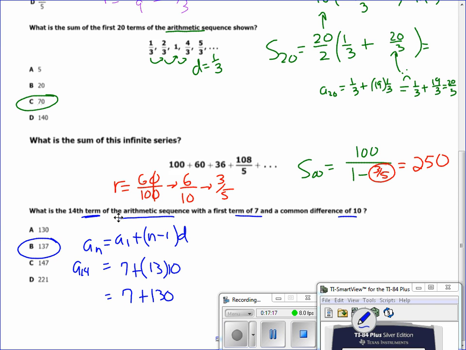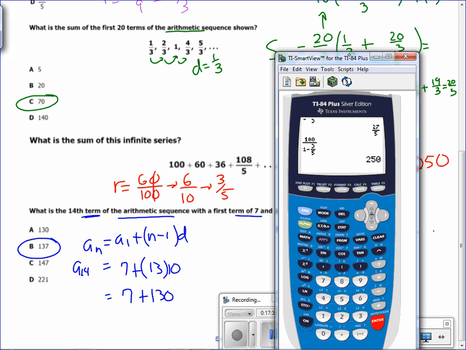There it is. And you do have the option, if you really want to, you could start with 7 and start adding 10: 17, 27, 37, 47, until you get to this 14th term, right? So you could do that too, since it's multiple choice and nobody needs to see your work.